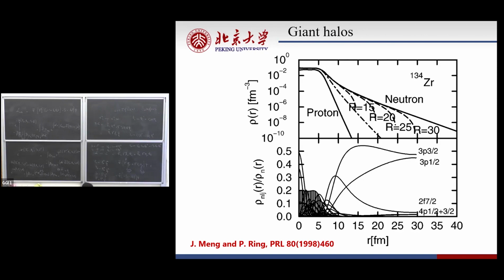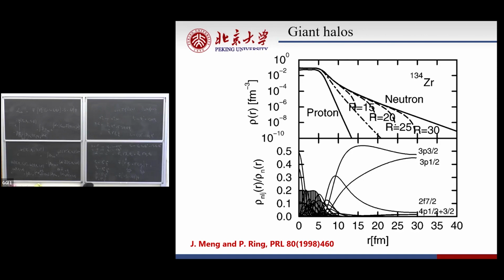This is kind of a halo we are talking about, because this is a logarithm scale, and this density, even though it could be a sizable contribution, is extremely low in density. So this is the halo we are talking about.